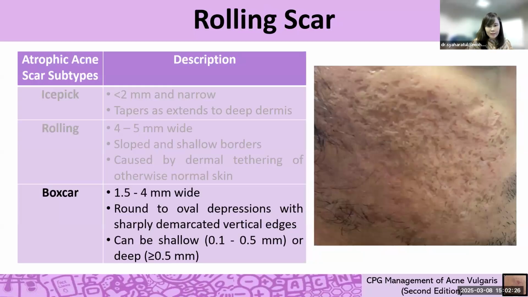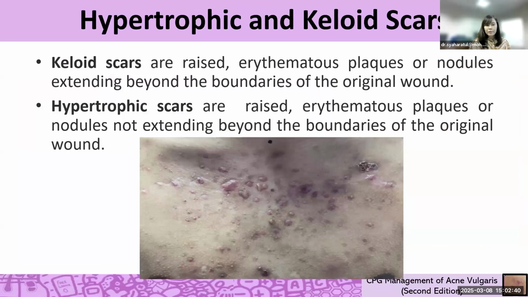Then we have boxcar scars. Boxcar scars are about 1.5 to 4 millimeters wide. They can be round or oval in shape. They have sharply demarcated vertical edges. They can be shallow or deep. Then moving on, we talk about hypertrophic and keloid scars. Hypertrophic and keloid scars have a lot of similarities. They are both raised scars, and they are erythematous. They can be in the form of nodules or plaques.